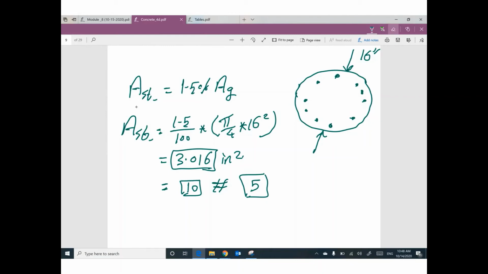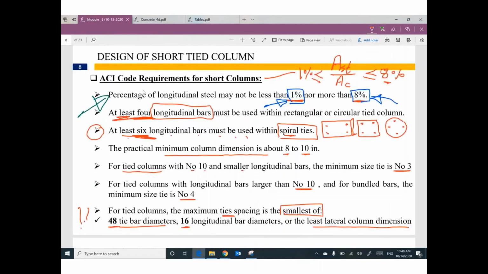Dr. Amen? Yeah. The hint you pulled up on slide 8, it's under short column. This question doesn't specify if it's short or long column. So do we still use it anyway for any spiral or ties, whether it's short or long column? Long column or short column, it's another issue. You are talking about buckling. Buckling is considered or not. But if your column is a spiral or tied, you need to follow these rules regardless if it is short or long.